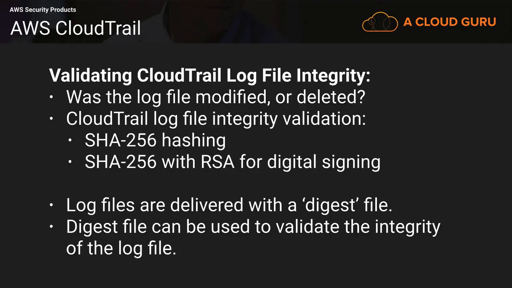So again, validating CloudTrail log file integrity, you can validate whether or not the log file's been modified or even deleted. And the way you do that, CloudTrail log file integrity validation comes with SHA-256 hashing, and for added security, you've got SHA-256 with RSA for digital signing. So the log files are always delivered with a digest file, provided you turn it on, of course, and digest files can be used to validate the integrity of the log file.